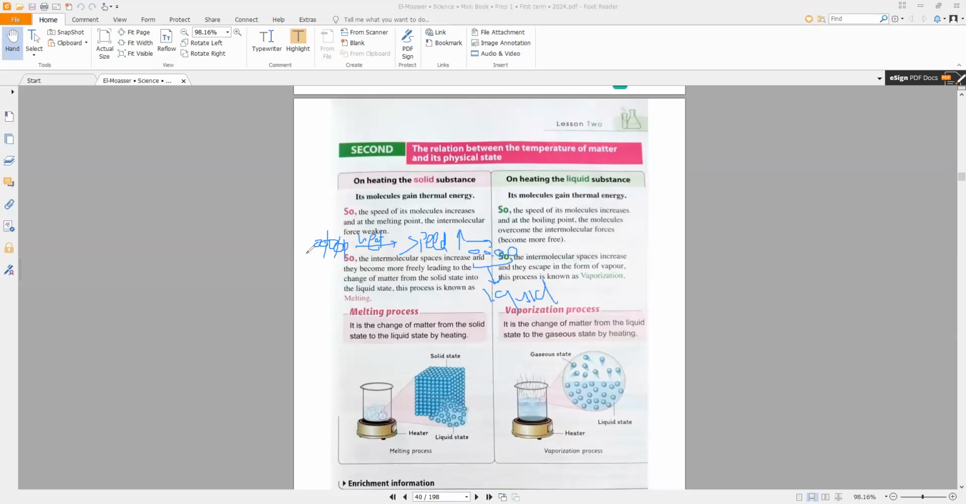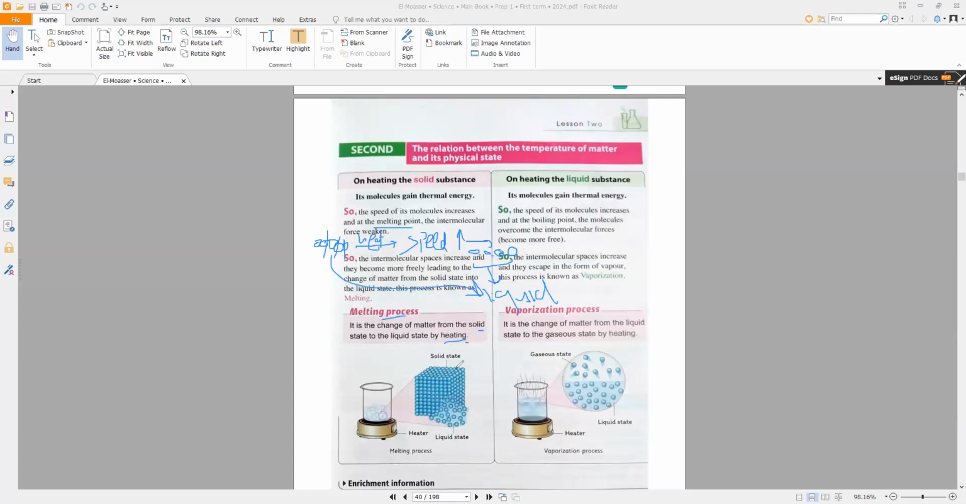So when solid substances gain thermal energy at the melting point, they change to liquid molecules. How? The speed increases and the intermolecular forces weaken, so the intermolecular spaces increase and they become liquid molecules. This is called the melting process. What is the melting process? It is the change of matter from the solid state to the liquid state by heating at the melting point.